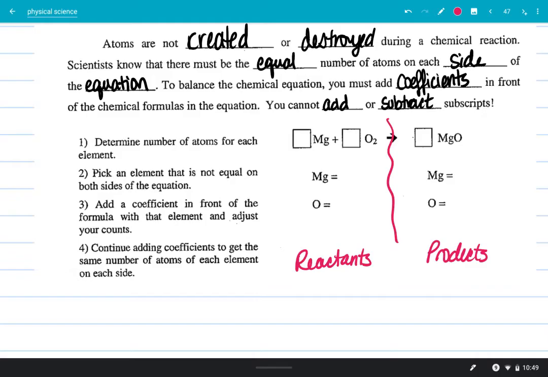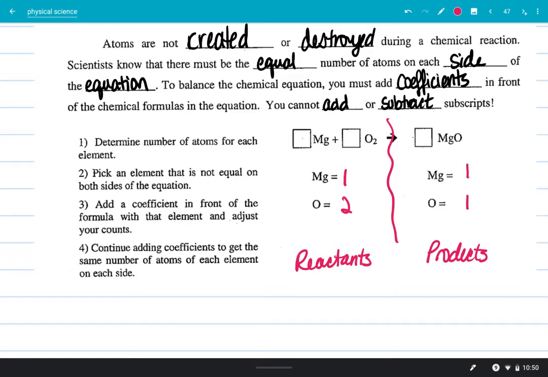So I've got 1 atom of magnesium and 2 atoms of oxygen right now. And in the products, I have 1 and 1. Pick an element that is not equal on both sides of the equation. This is step 2. So oxygen is not. So we're going to go with oxygen. Add a coefficient in front of the formula with the element and adjust your counts.